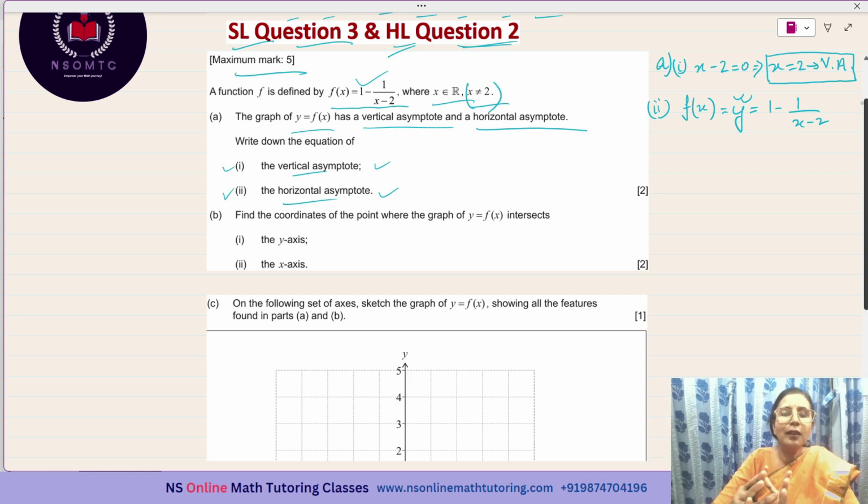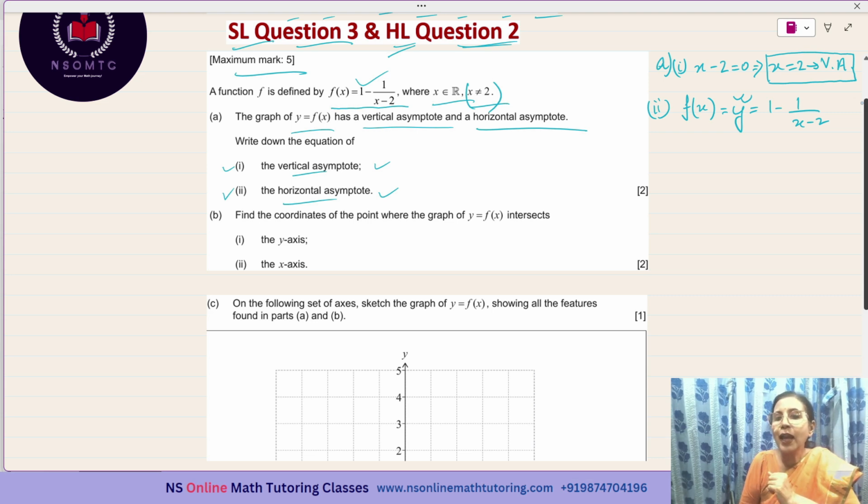I think most of the students know how to give the equation of the horizontal asymptote when the function expression is in the form of a fraction, with an algebraic expression in the numerator and another in the denominator. If the highest power of x in the numerator is the same as the highest power of x in the denominator, we take y equals the coefficient of the highest power of x in the numerator divided by the coefficient of the highest power of x in the denominator. But over here, the function expression contains an integer 1 and then a fraction, so this may create some problem.